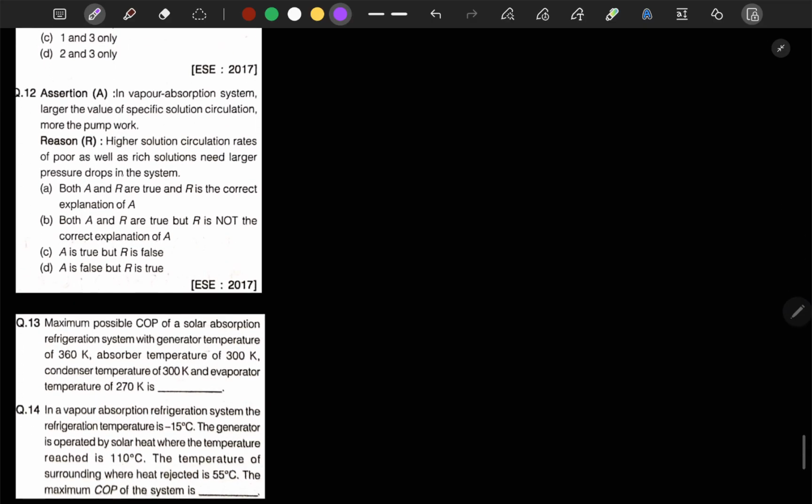So in question number 12, it is mentioned that in a vapor absorption system, the larger the value of specific solution circulation, the more the pump work. We know that work for an open system is minus VdP. So it is mentioned larger the value of specific solution circulation, I mean larger the value of V, the more the pump work, correct.